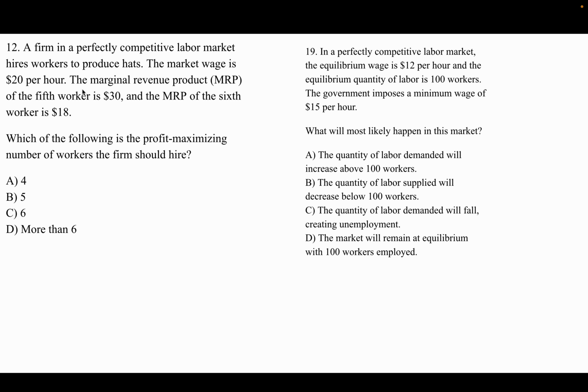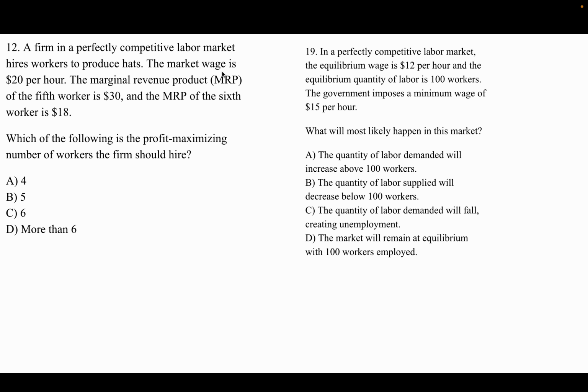Now we're going to go over them. A firm in a perfectly competitive labor market hires workers to produce hats. The market wage is $20 per hour. The marginal revenue product of the fifth worker is $30, and the marginal revenue product of the sixth worker is $18. Which of the following is the profit maximizing number of workers the firm should hire? Well, you should automatically notice that we're paying $20 per hour, and the fifth worker is earning $30. That means that fifth worker is more profitable because we earn more money than we spend. So obviously we're going to hire the fifth worker.